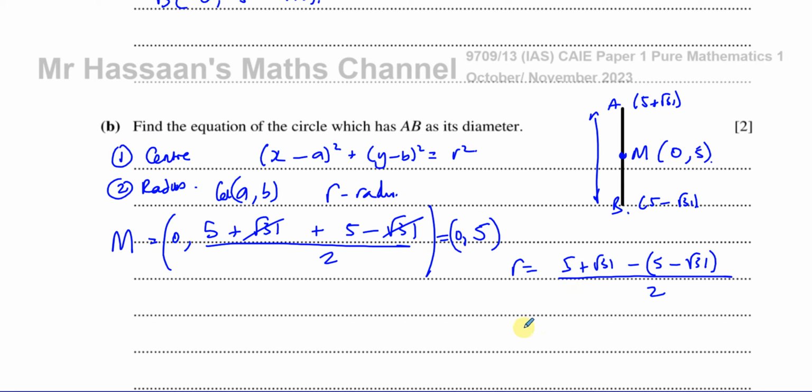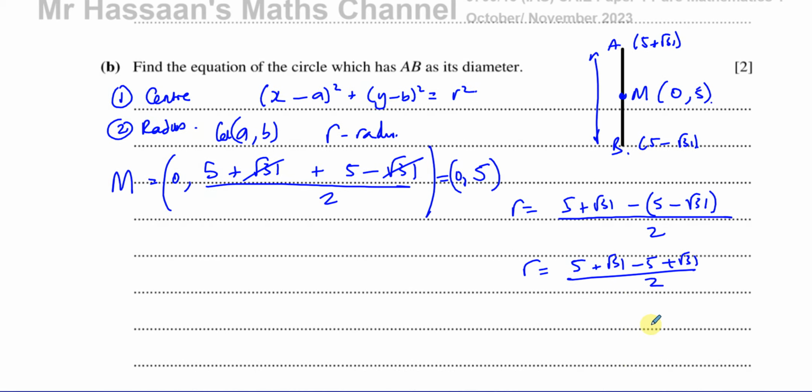So you'll end up with r equals, you're going to have 5 minus 5, which is 0, and root 31 plus root 31. So you'll have 5 plus root 31 minus 5 plus root 31 all over 2. So the 5s cancel out. You're left with 2 root 31 over 2, which gives us the square root of 31. So the radius is equal to root 31.